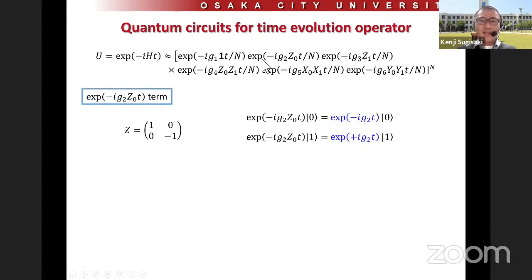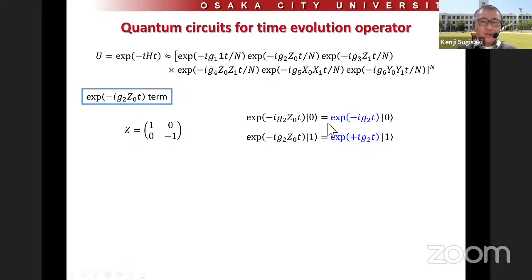And let us think about the second term, exponential minus i g1 C0 t. The Pauli Z is defined as shown here. It is a diagonal form. So if we apply this operator to the 0 state, it returns the phase exponential minus i g t. If we apply the same operator to the 1 state, it returns exponential plus i g t.